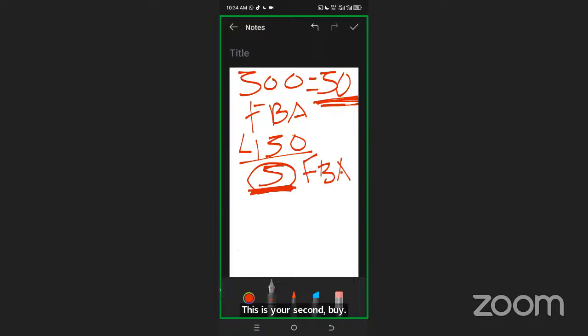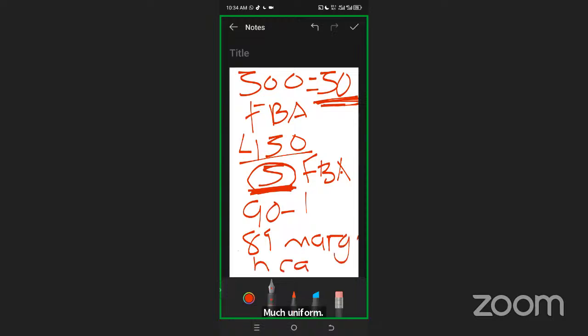Now, 450 divided by 5, you get 90. Then 90 minus 1, you get 89 margin calls. So if you are using $500 as your trading capital, your first buying amount is going to be $50.